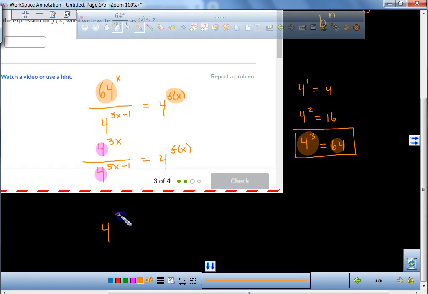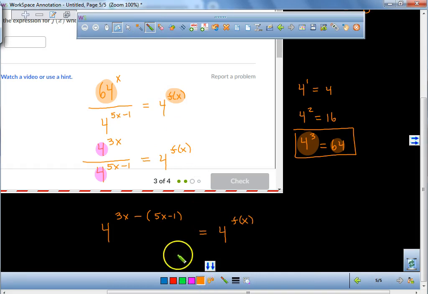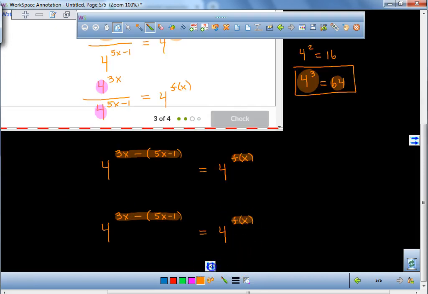So could you please take 3x, and take away, do not forget to put parentheses when you have a binomial, 5x minus 1. Yes, parentheses matter. And we're going to put 4 to the power of f of x. So what we have to do right now, everybody, is simplify this expression, and that's going to be our answer. All right?